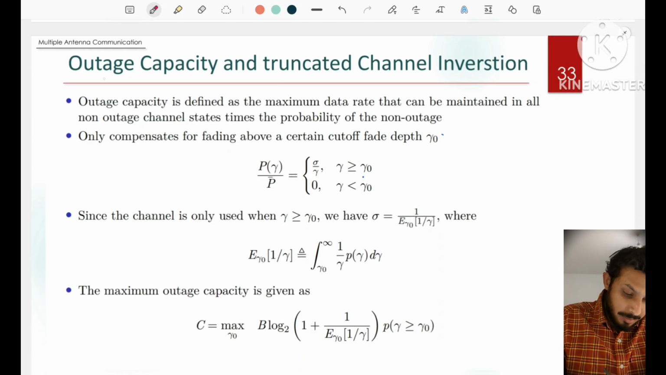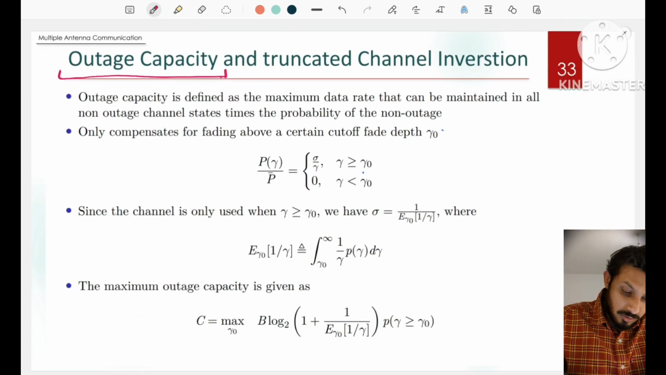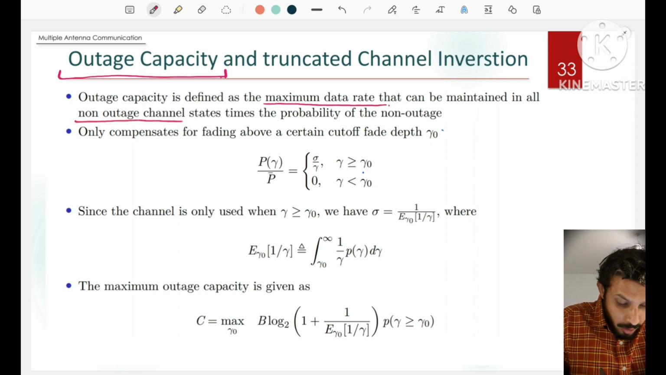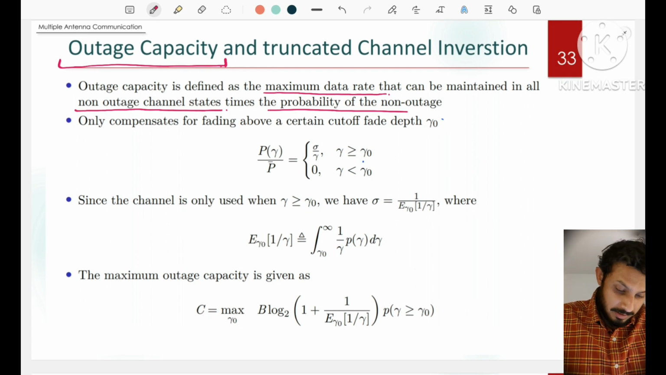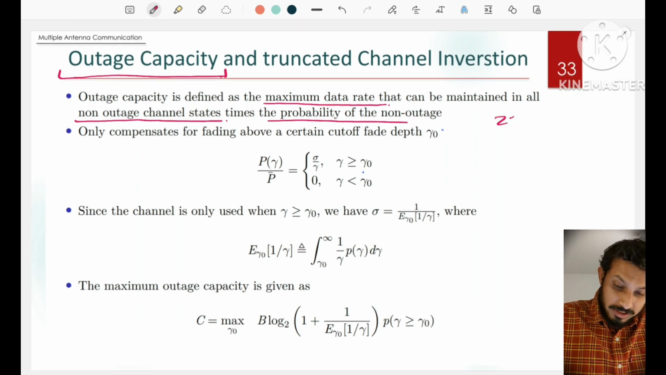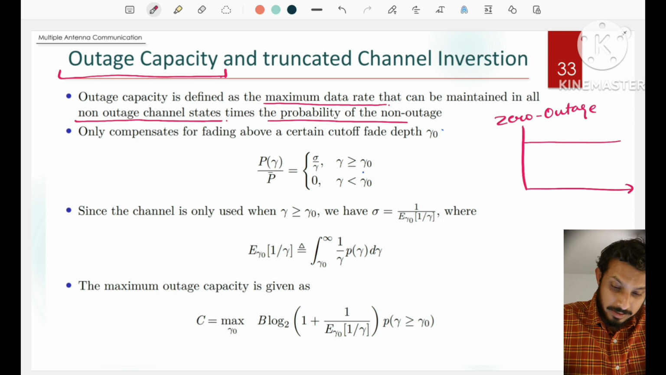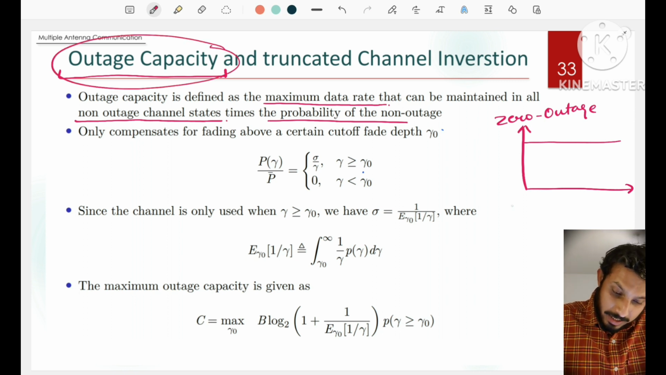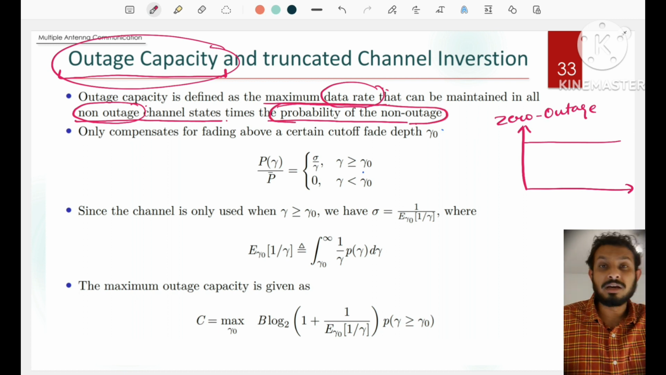The next is outage capacity and truncated channel inversion. So this is also a suboptimal strategy, but an improvement to the zero outage capacity. It is defined as we want to achieve a maximum data rate in all the non-outage channel states times the probability of those non-outage channel states. So in short, in the zero outage scenario, it maintains a fixed rate, but in outage capacity, it tries to maximize the data rate when the channel is in the non-outage state, multiplied by the probability of the channel being in non-outage.